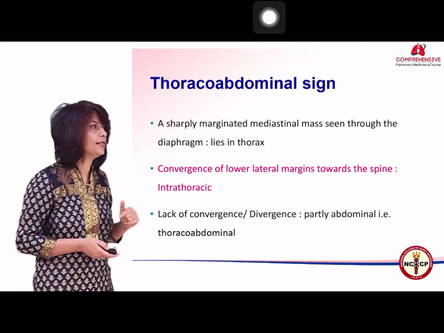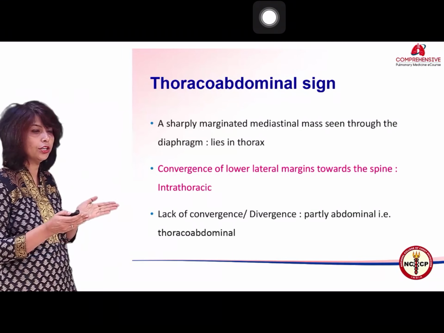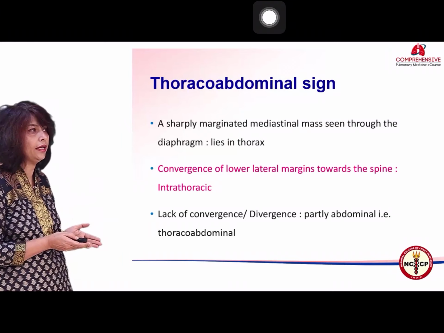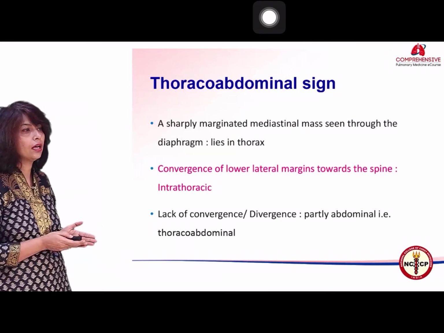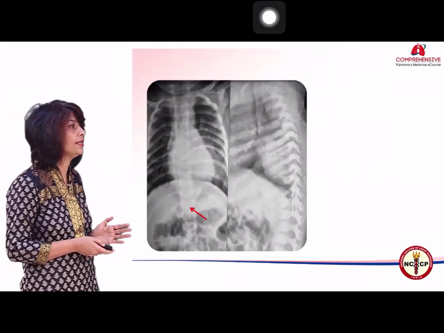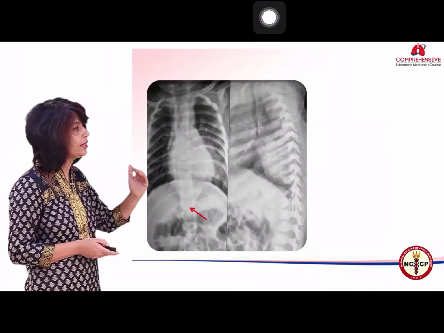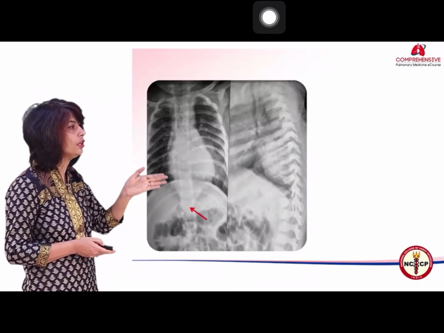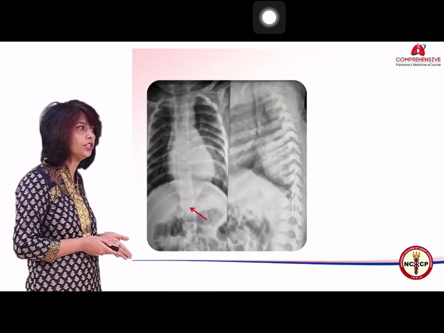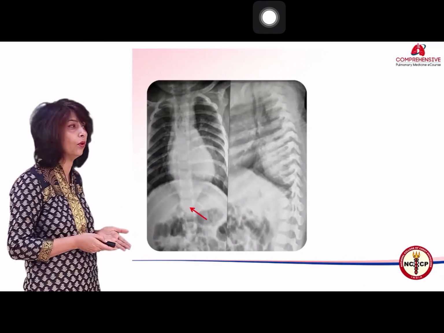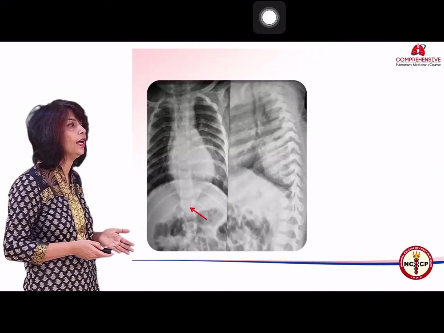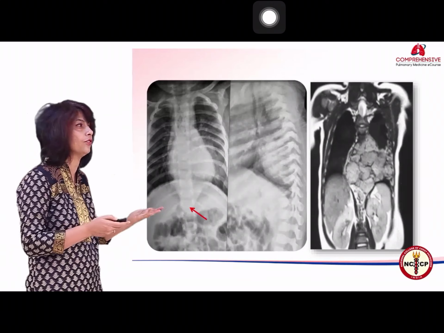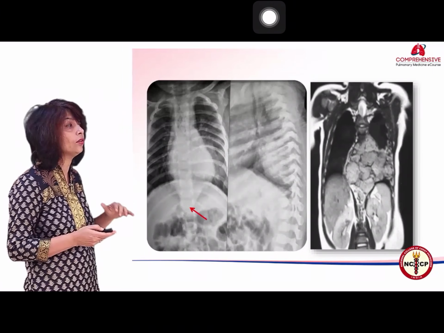The thoraco-abdominal sign says if you can see the margins very well, and they come towards the spine, that means the lesion is completely intrathoracic. So, let us see an example. The arrow shows you a lesion which looks partly in the abdomen and partly in the thorax, but if you see the lower end of the lesion, it converges towards the spine. You can see the borders very well. This is the converging, and if you see the MR, it's a thoracic neuroblastoma, a completely intrathoracic lesion. So, this is the thoraco-abdominal sign.